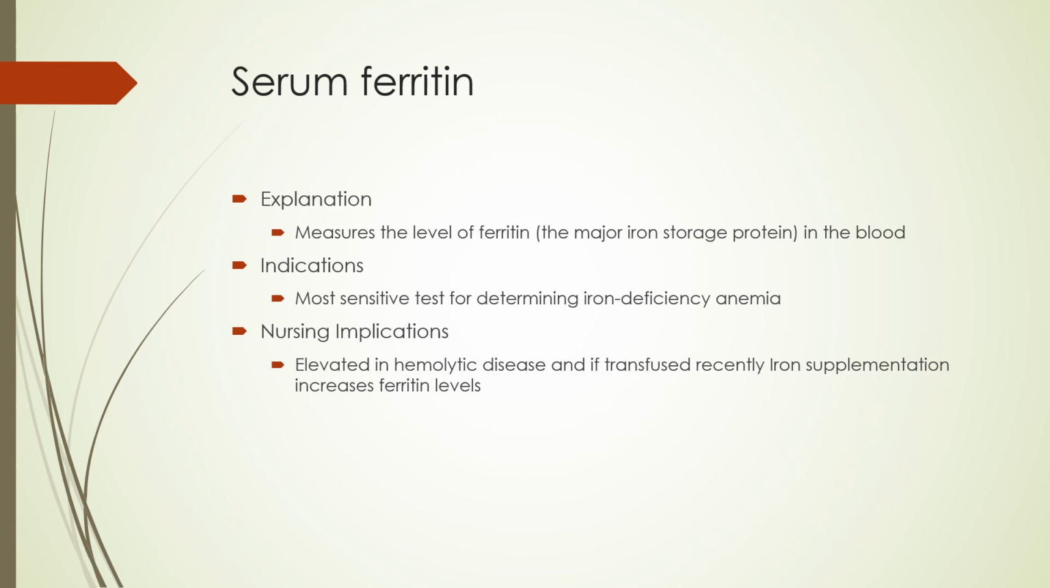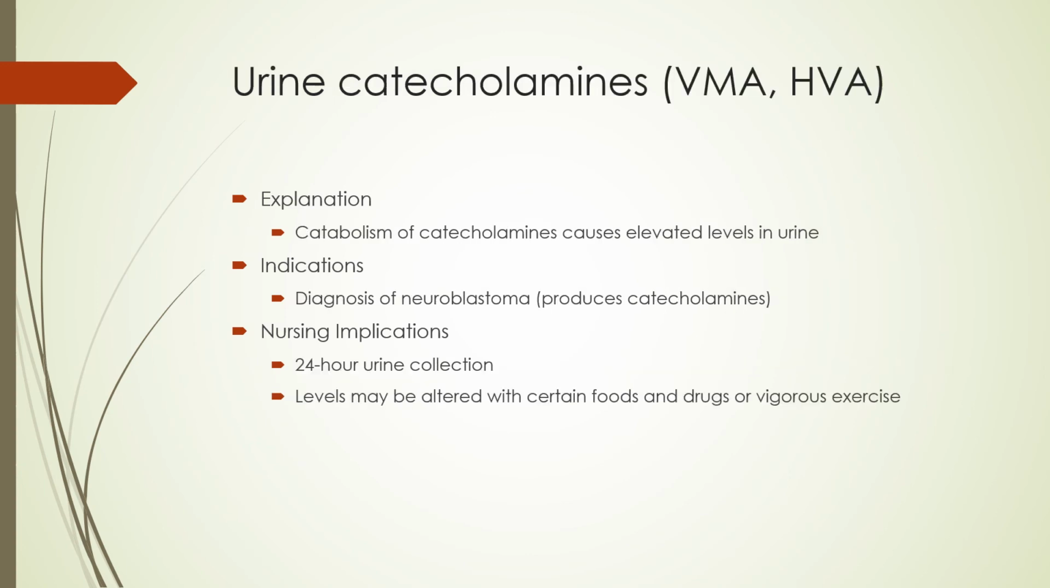Serum ferritin. Ferritin, again, is a form of iron. Measures the level of ferritin, the major iron storage protein in the blood. So we're going to, of course, do this test to check for iron deficiency anemia. It's elevated in hemolytic. Hemolytic means that the red blood cells are being destroyed. And if transfused recently, iron supplementation increases the ferritin levels. Almost done with the tests.